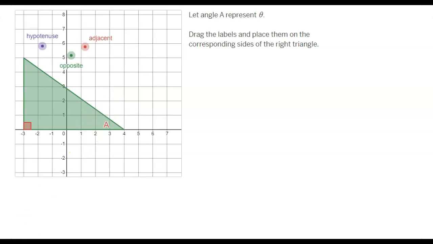Notice that our right triangle has turned here. A is still going to be our theta, but notice that our opposite when we draw an arrow has changed, and it's now over here on this side. The hypotenuse is up on top, and the adjacent is on the bottom. The adjacent is always next to our theta, and the hypotenuse is always the longest line. The opposite never touches our theta.